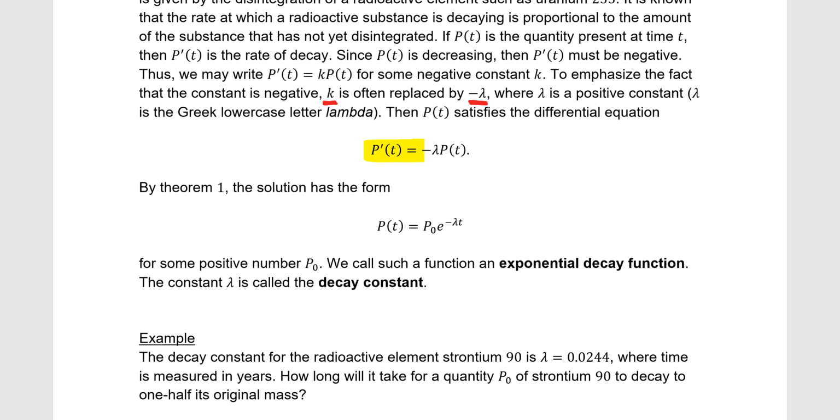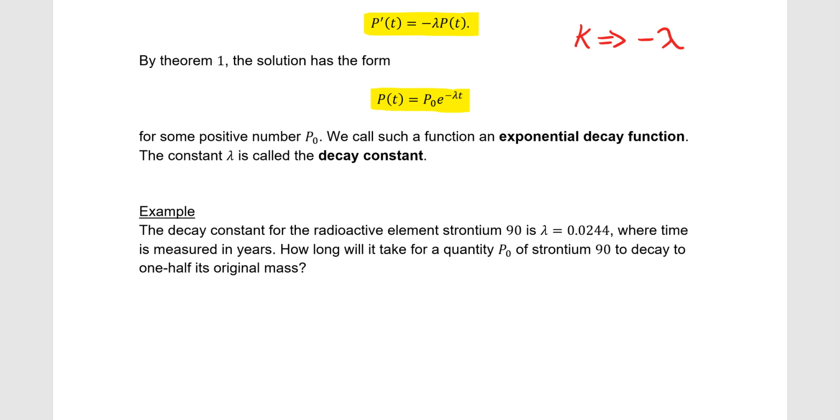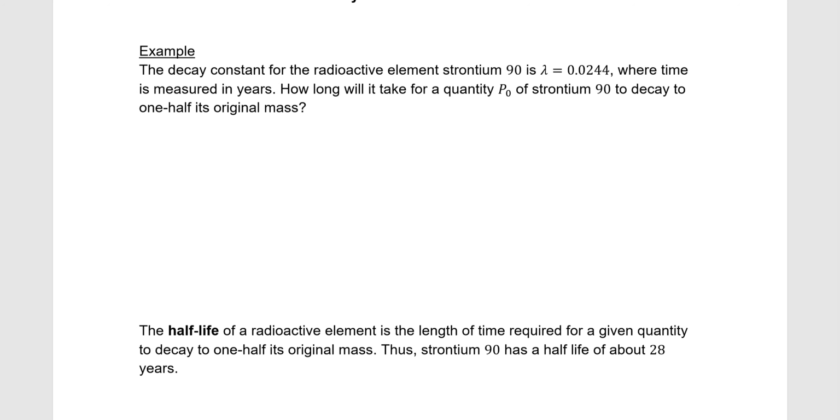If we have p prime of t equals negative lambda times p of t instead of k, then the solution is going to be p of t equals p naught e to the negative lambda t. And the one thing you have to look out for is that lambda is called the decay constant. So when you're writing down what the decay constant is, you don't include the negative. You leave off the negative when you're just saying what the decay constant is. So let's go ahead and see a couple examples.